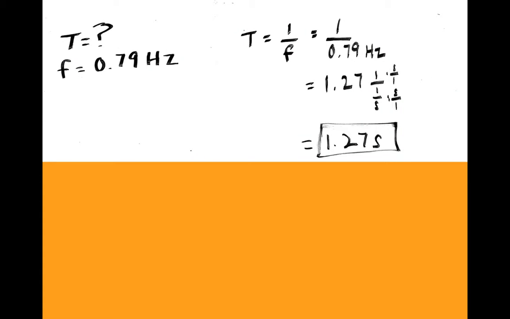Okay, so if we're looking for a period and we have the frequency, the easiest way to do this would be to take advantage of the fact that period and frequency are inversely proportional. So we take 1, we divide by 0.79 hertz. Hertz are equivalent to 1 over seconds. So technically here we have 1 over 1 over seconds. To clean that up, we'd multiply top and bottom by the reciprocal, seconds over 1, and the units we get would be seconds. So the period is 1.27 seconds.